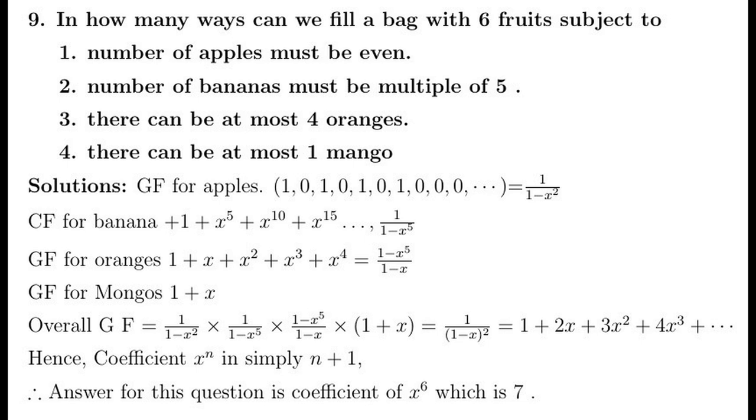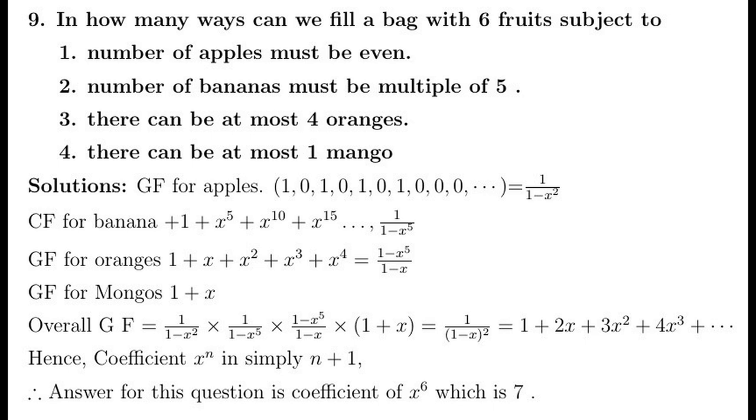In how many ways can we fill a bag with 6 fruits subject to these conditions: condition 1, the number of apples must be even; condition 2, the number of bananas must be a multiple of 5; condition 3, there can be at most 4 oranges; and condition 4, there can be at most 1 mango. Okay, so the generating function for apples will be 1 plus x squared plus x fourth and so on: either 0 apples present or 2 apples present or 4 apples present and so on.